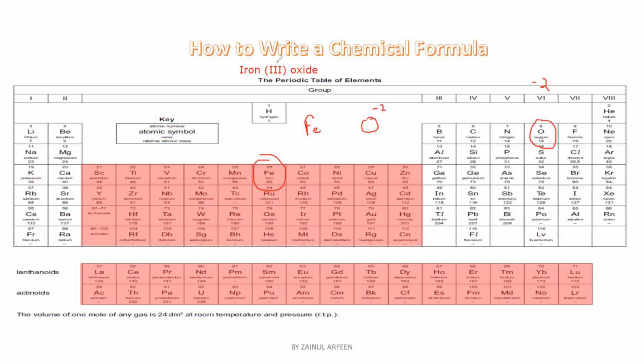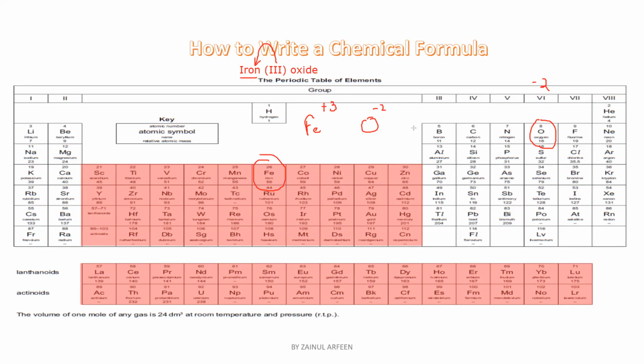This Roman number is actually showing the charge of this element. So if Roman 3 is written, what is the charge of iron? The charge of iron is plus 3. So for these type of elements, as their group is not specific, in the name they specify their charge. It can be 3, 2, 4, 7, any number, depending on how many electrons it transfers or shares. So in this case, iron 3 oxide shows iron is having a charge of plus 3. So what we do, we cross multiply.